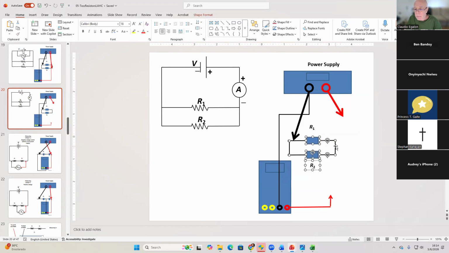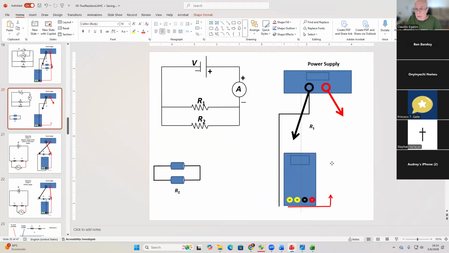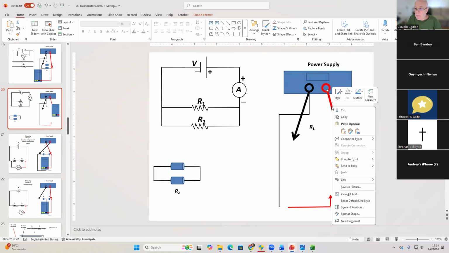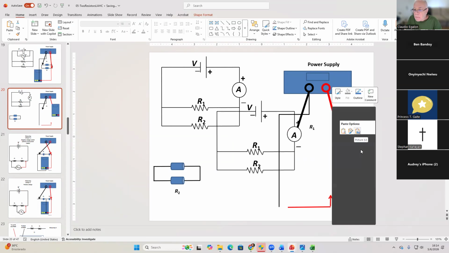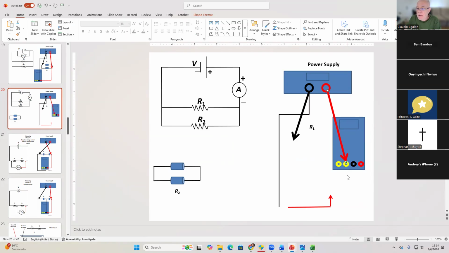Here are the resistors. I'm gonna put them aside. The positive of the power supply is connected to the yellow lead of the multimeter, and this yellow lead measures the current, whereas the red one measures just the voltage. What else? What's next here?